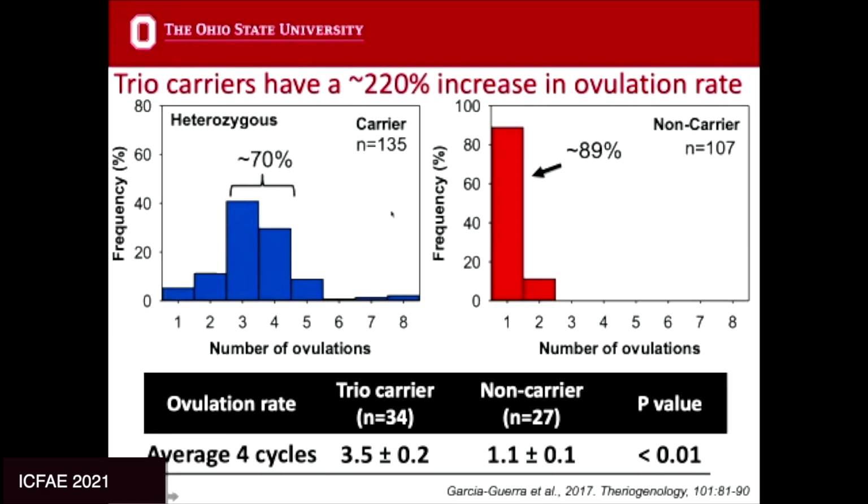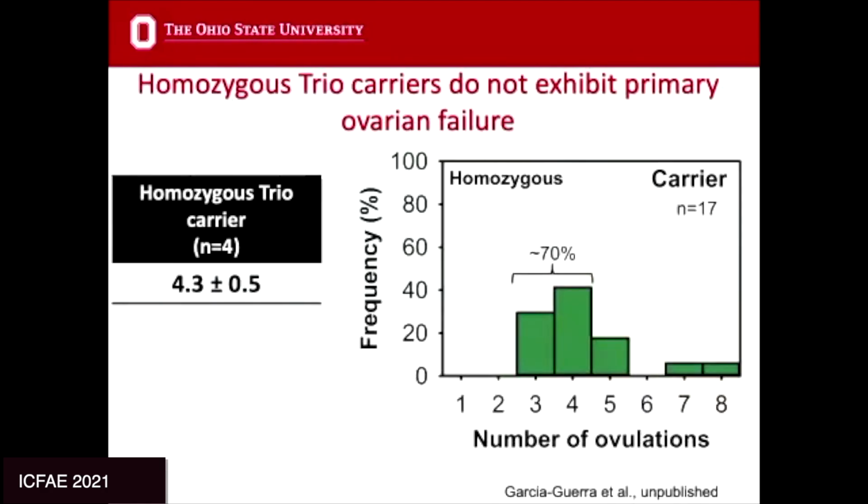In the case of our carrier animals, in this case heterozygous for the mutation, 70% of the cycles have 3 or 4 ovulations, with only about 5% of those cycles having single ovulations. And on average, we can see 3.5 ovulations per cycle versus 1.1 in our non-carrier controls.